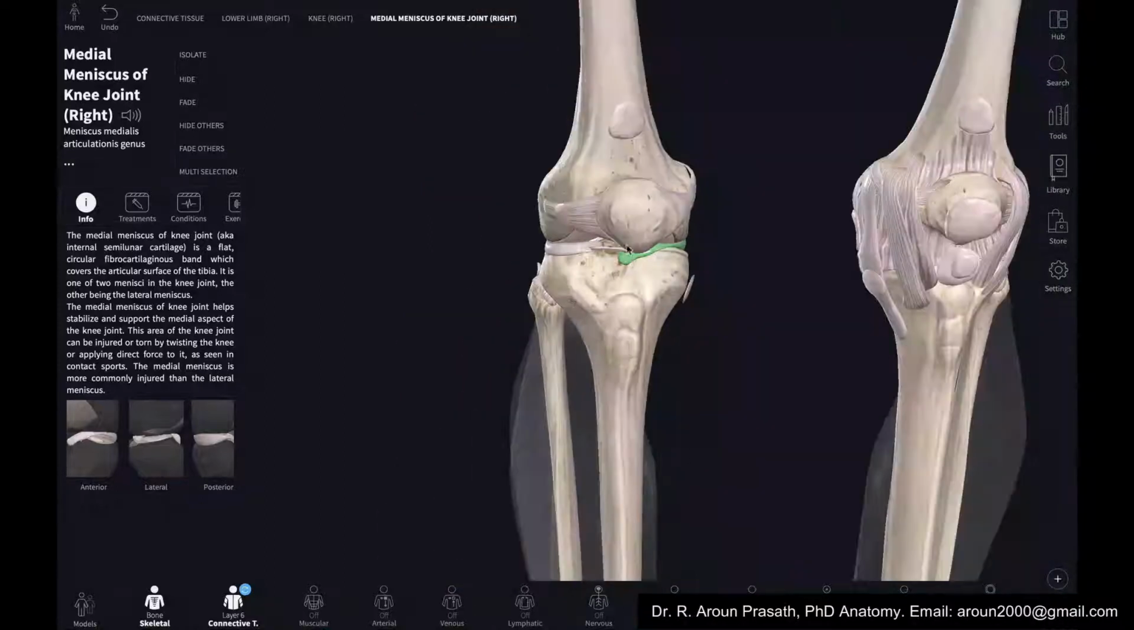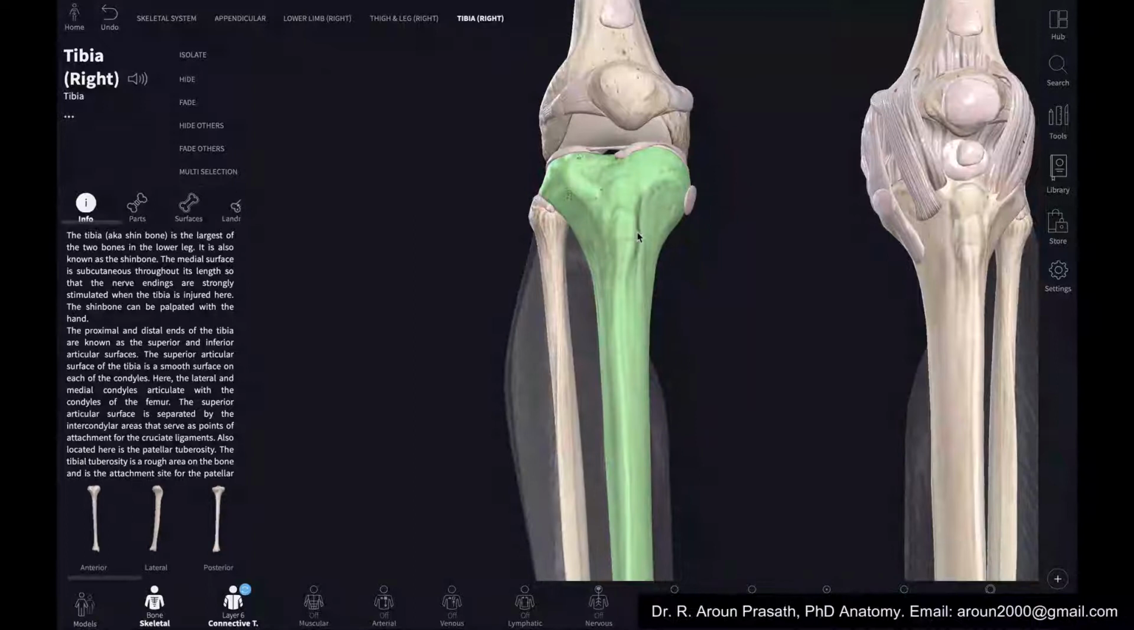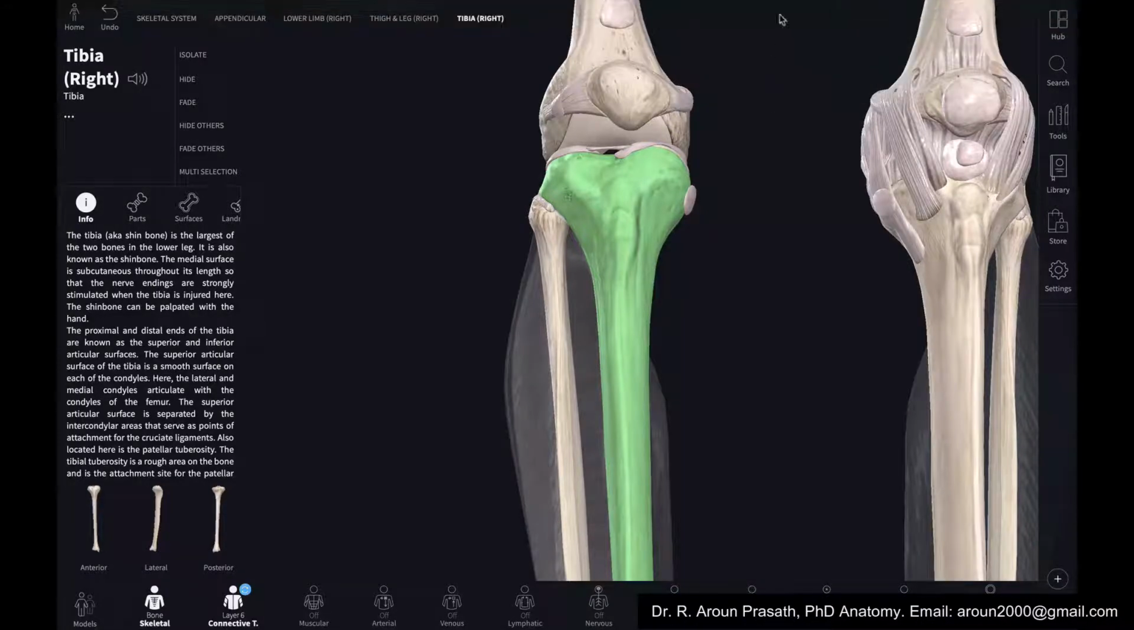So these are the various ligaments present around the knee joint. Now you know the muscles causing the movements in the knee joint, the ligaments, the articulating surfaces, and the bones involved in the knee joint. Next we will go for the ankle joint.